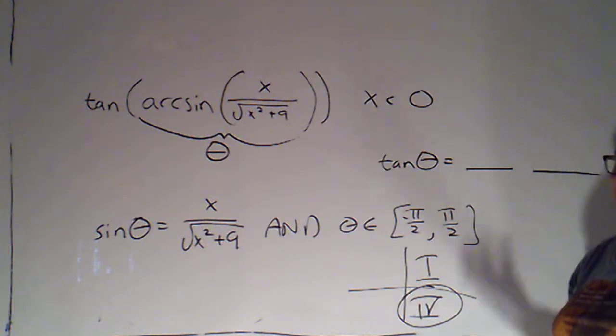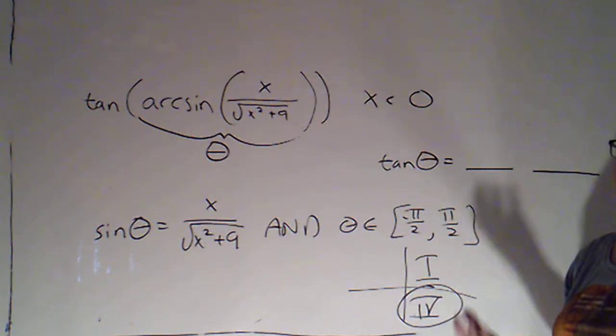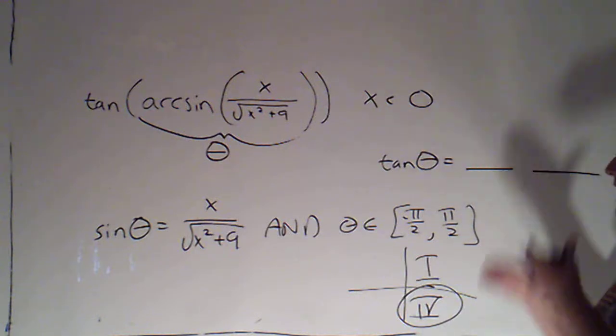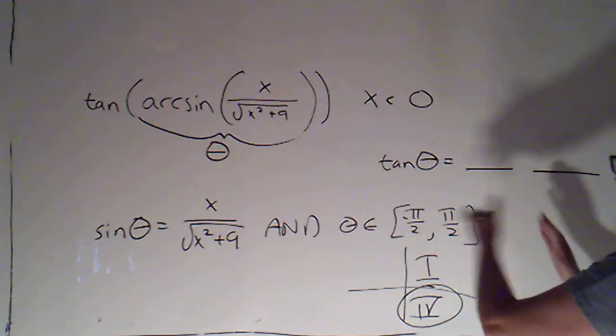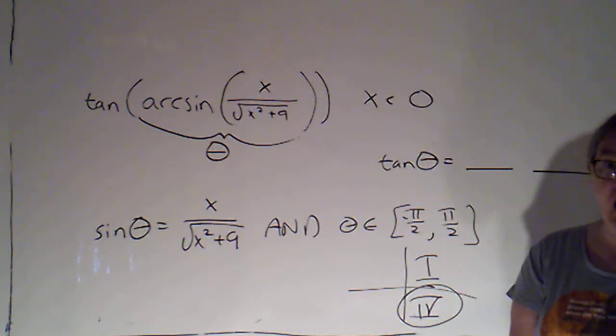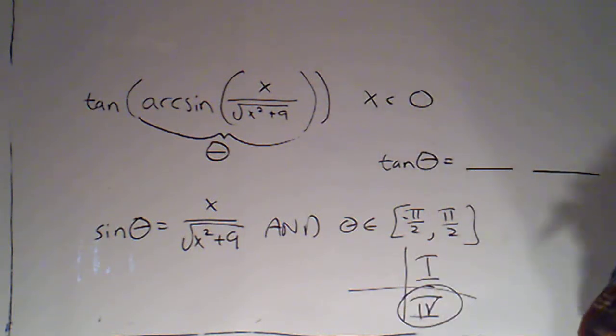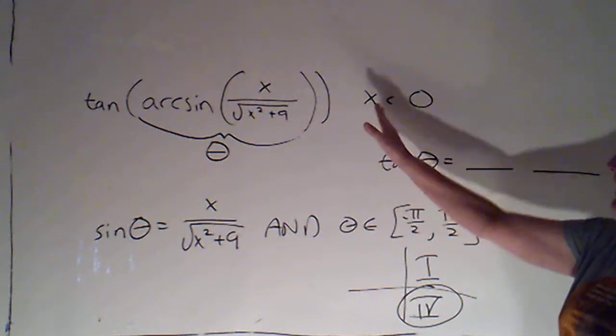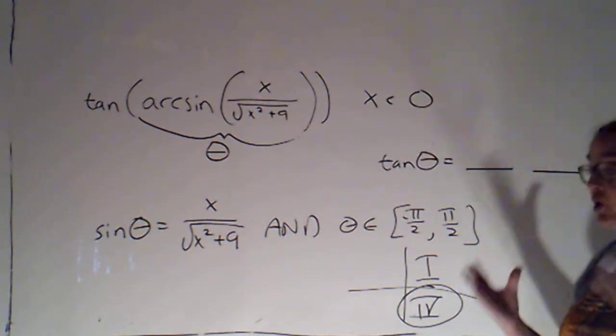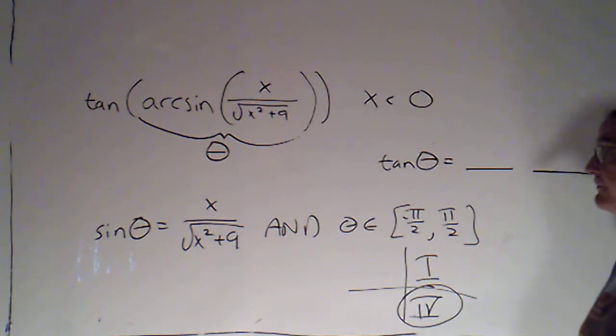I need to see that you're taking that into account. Now, I don't care if you do things exactly the way I do or not, but I do care that you justify all of your steps. So you've got to take into account the fact that x is negative, and that puts you in quadrant 4.